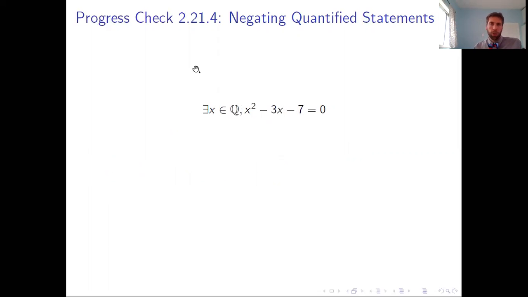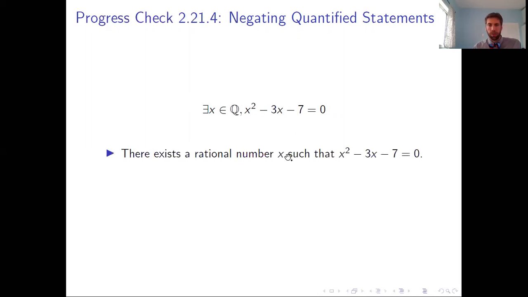So for 2.21.4, we have this statement. There exists an x in the rational numbers such that x squared minus 3x minus 7 equals 0. So another way to say it is there exists a rational number x such that x squared minus 3x minus 7 equals 0. And then negating that, moving a negation past that there exists, turns it into for all. So for all x in the rational numbers, x squared minus 3x minus 7 is not equal to 0.